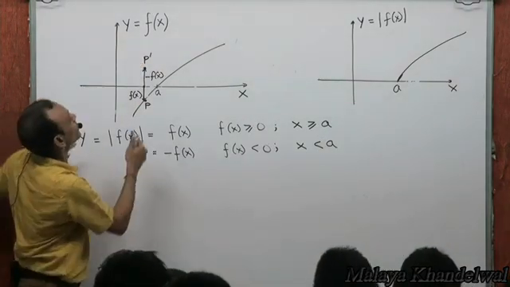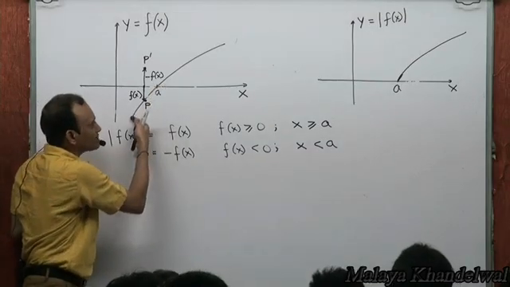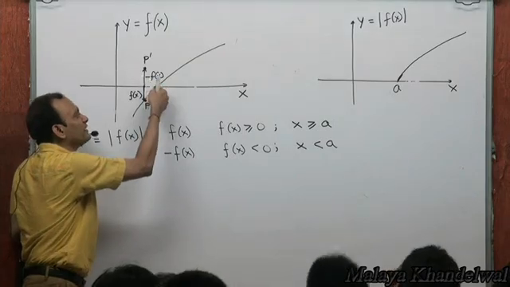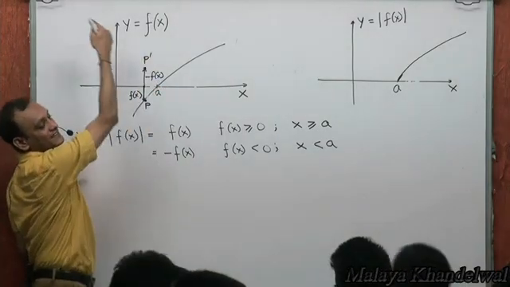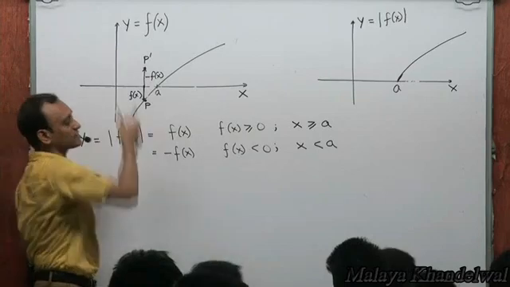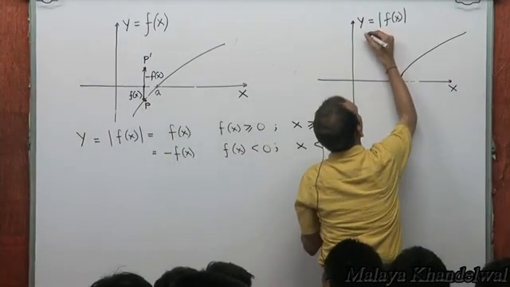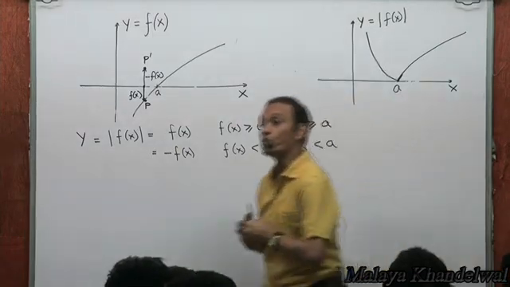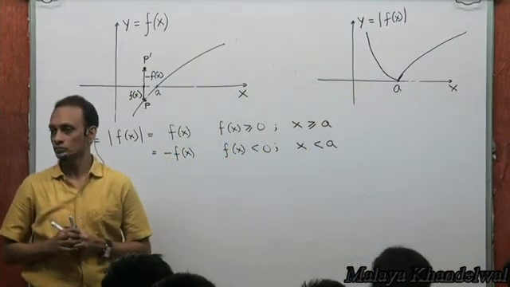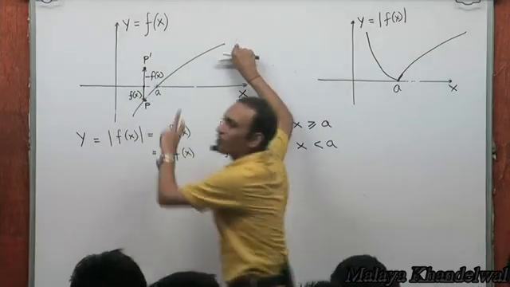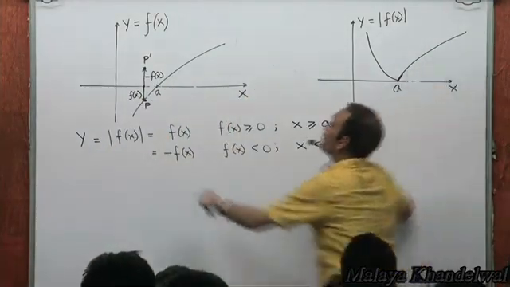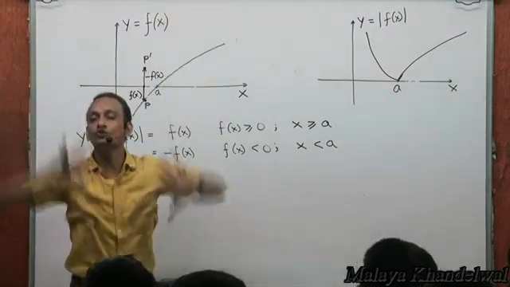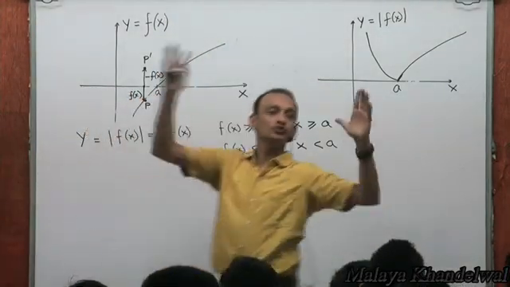That means if this is the graph of y equal to f(x) to the left of a, the graph of mod of f(x) to the left of a would be obtained by reflecting this about the x-axis. So reflect this about the x-axis. This then would be the graph of y equal to mod of f(x). Yes or no? The portions in which f(x) is positive, retain that portion. The portion where f(x) is negative, reflect that portion about the x-axis. Together it will give you the graph of y equal to mod of f(x).